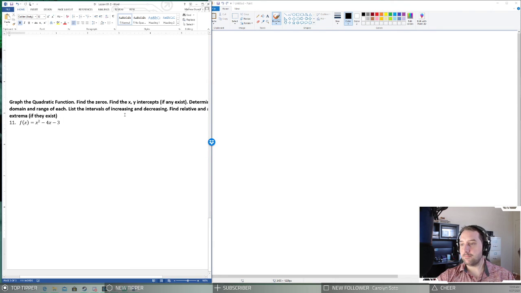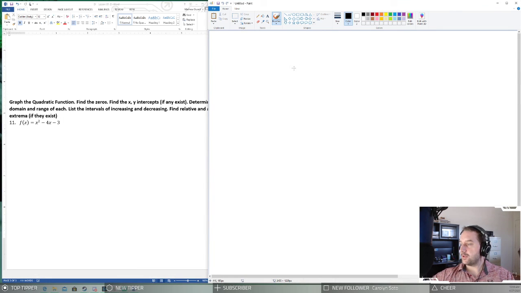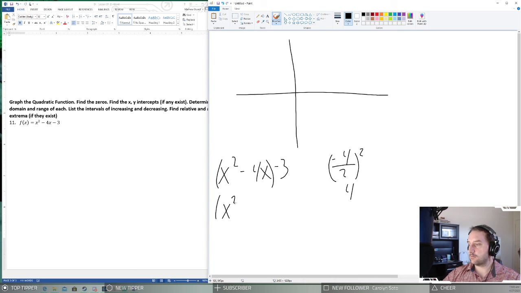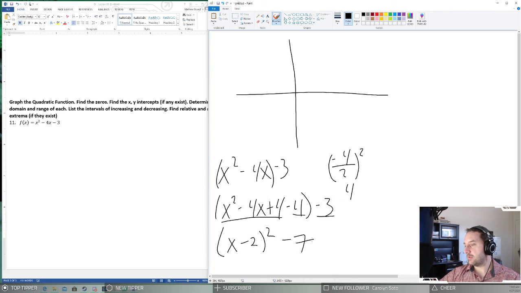Graph the quadratic function. So graphing it, probably a good idea to put it into graphing form. So x squared minus 4x minus 3. B over 2 squared. That's going to be 4. So we have to take that 4 and subtract the 4 because I need the 4 to be able to factor that. Negative 4 and negative 3 equals negative 7.